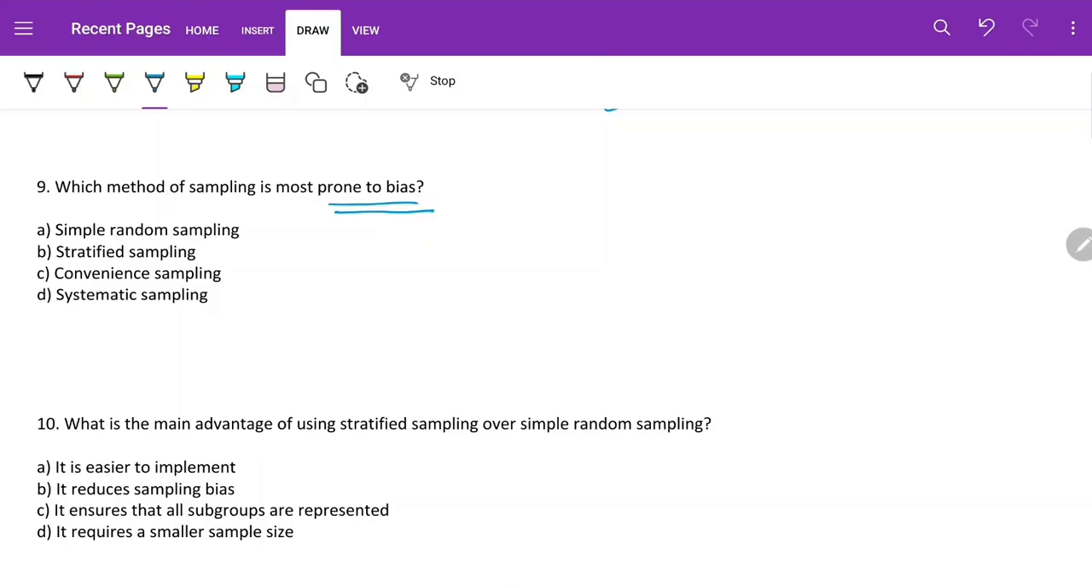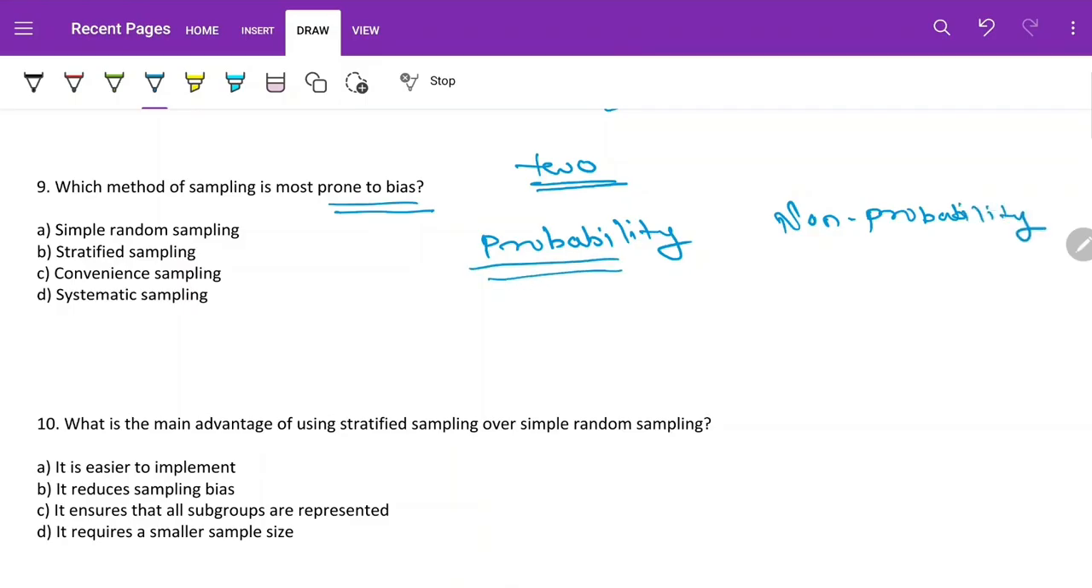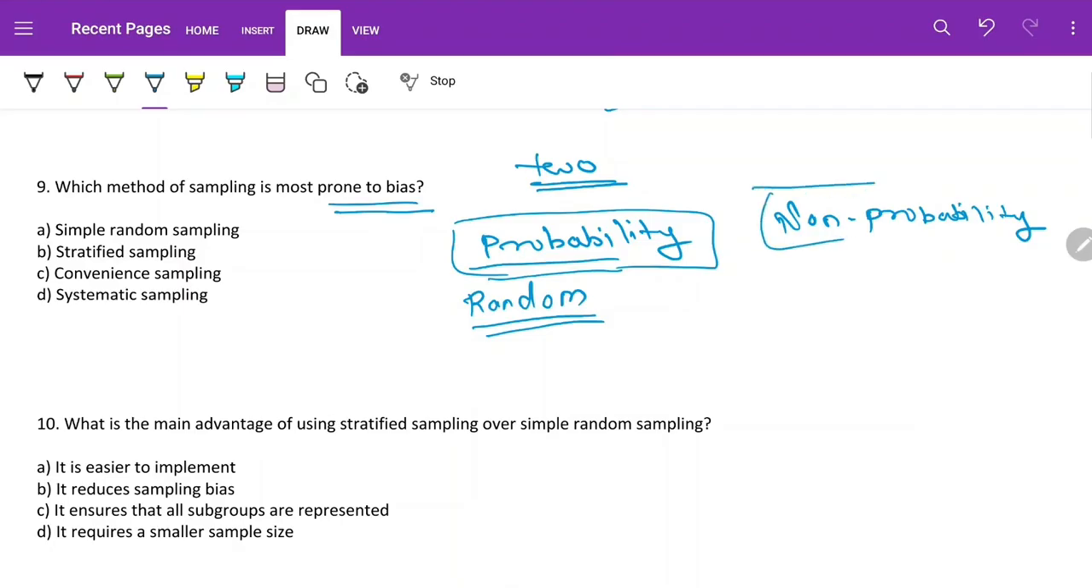Which method of sampling is most prone to bias? Simple random sampling, stratified sampling, convenience sampling and systematic sampling. Now we know that there are mainly two sampling methods. One is probability sampling and another is non-probability sampling. Probability sampling is also known as random sampling, because the selection of elements is random in probability sampling procedures.